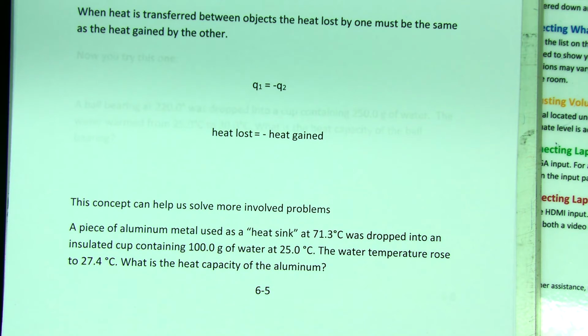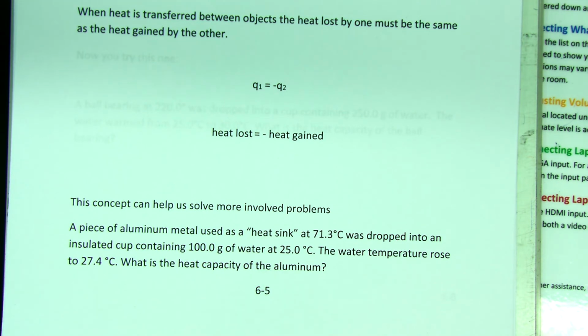A piece of aluminum metal was used as a heat sink. It was at 71.3 degrees. It was dropped into an insulated cup containing 100 grams of water at 25 degrees. Does it matter that it's an insulated cup? Yeah, it does. What is that telling us?